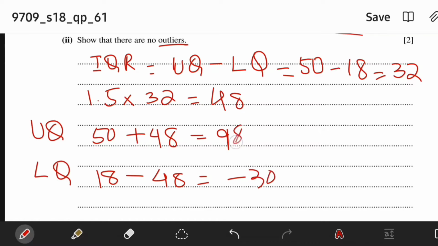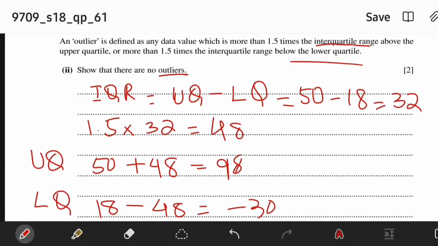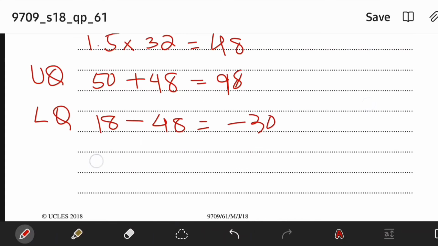So now we need to see if any of the values are like this. There are none. There is no minus 30 or 98. So no outliers.